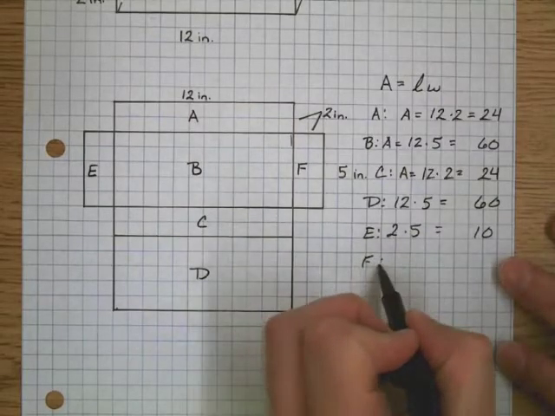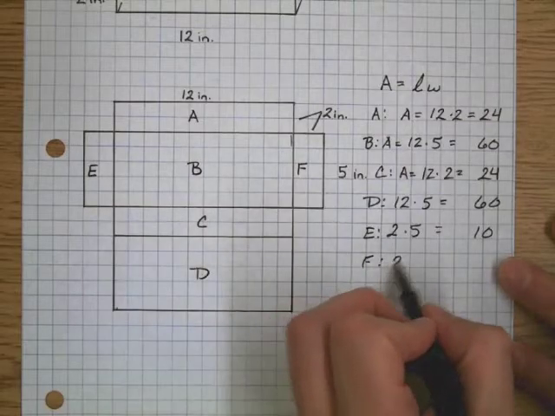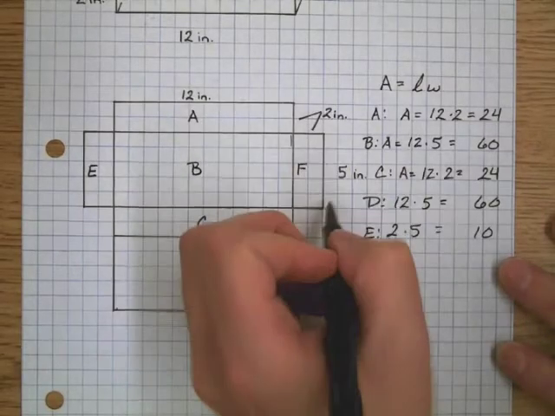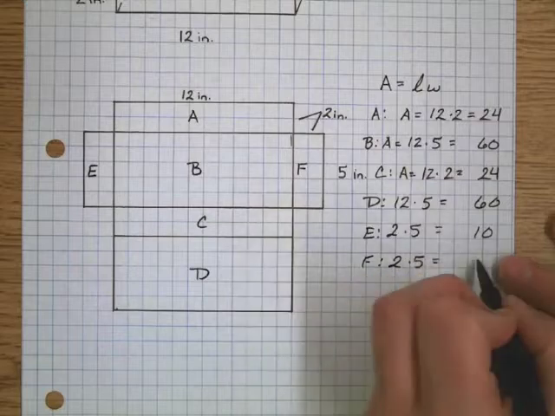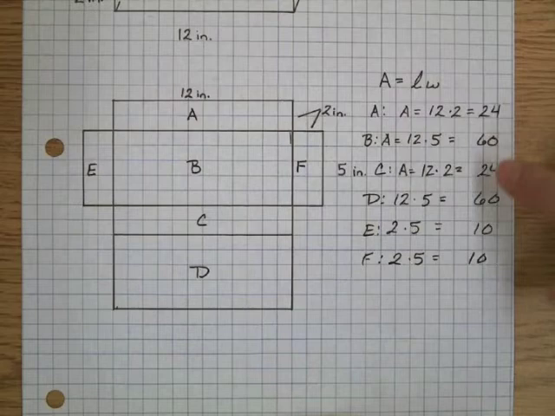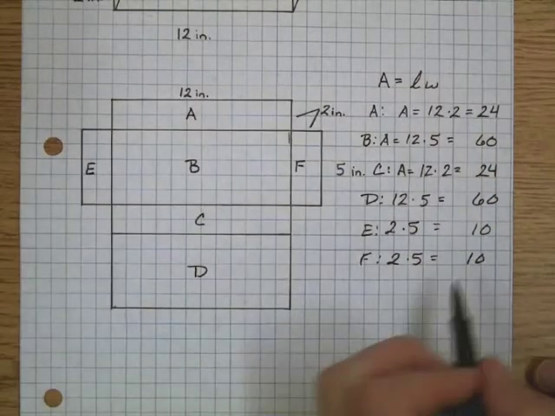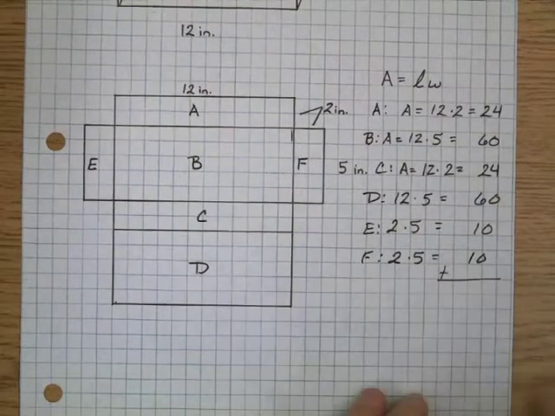And for F, same thing. These are matching up again. And we have length of 2, width of 5, and 2 times 5 is 10. Now, so here we have the surface area for each one of these rectangles. Well, I want to find it for the entire figure. So I'm going to add all of this up.